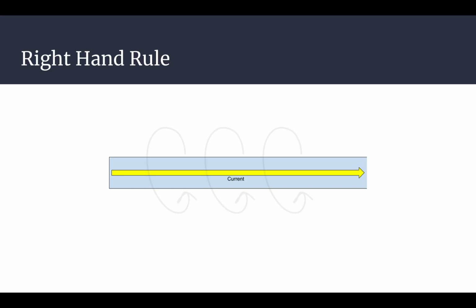So what you should get is something that looks like this. If we point our thumb in this direction of the current with our right hand, you will see that our fingers curve going in this direction around the wire. And so this is how we would draw the magnetic field around the wire.